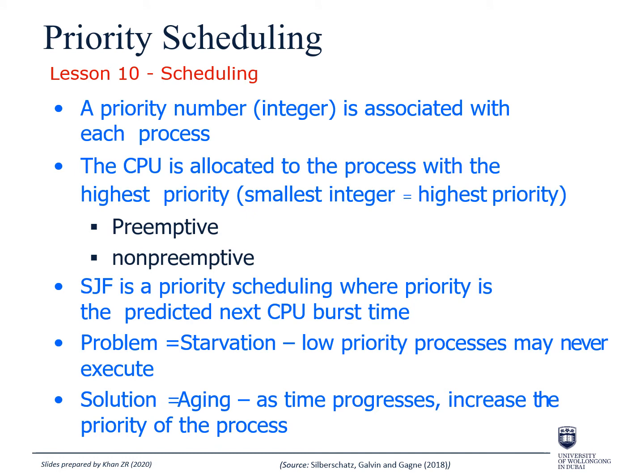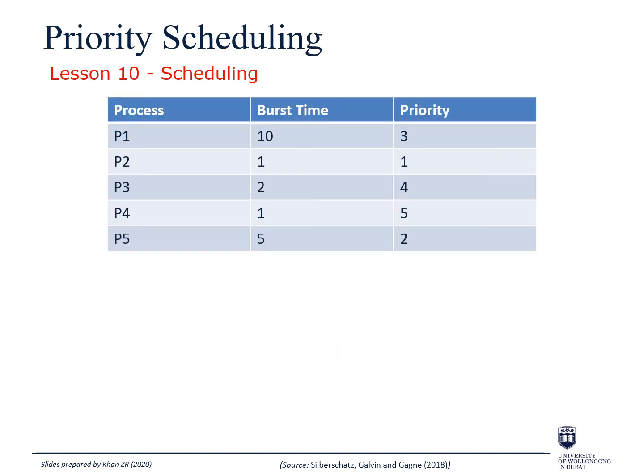Now, SJF is a priority scheduling where priority is the predicted next CPU burst time. The problem is starvation, which is that low priority processes may never execute. And the solution is aging: as time progresses, increase the priority of the process. Let's look at how this works.